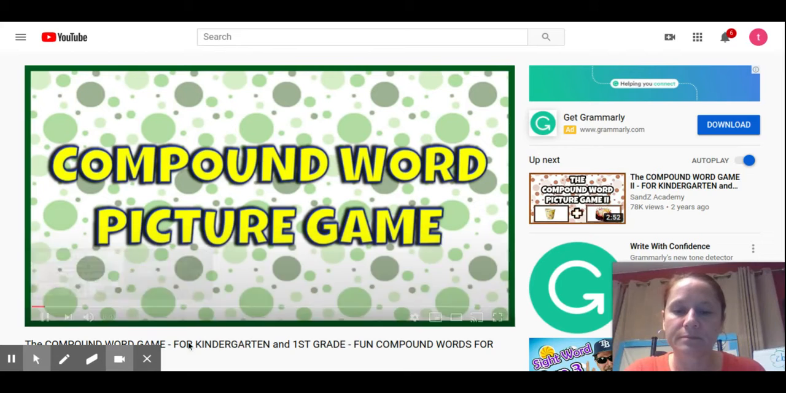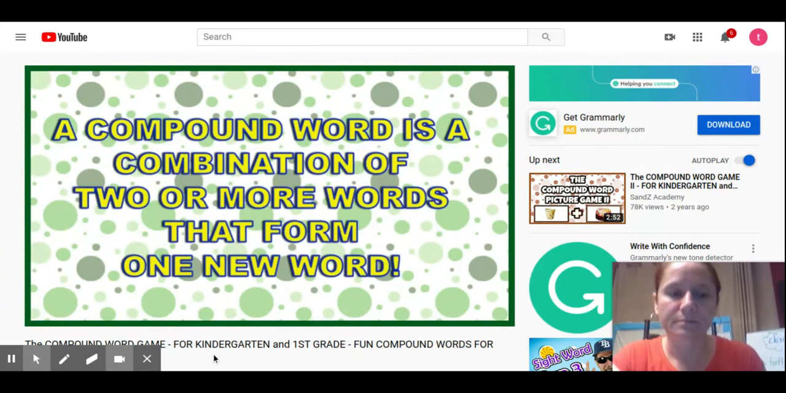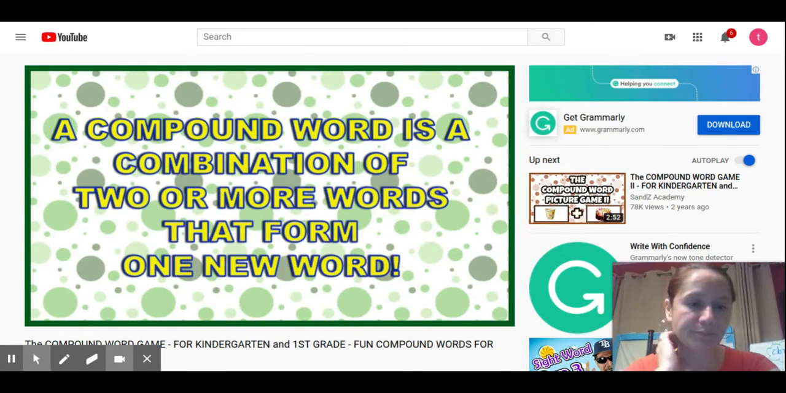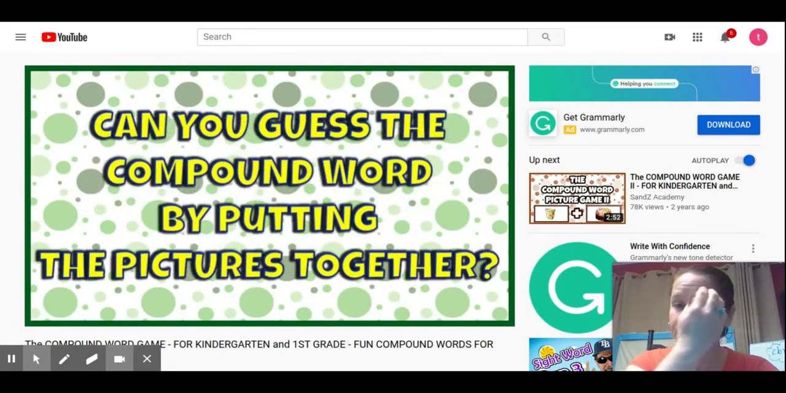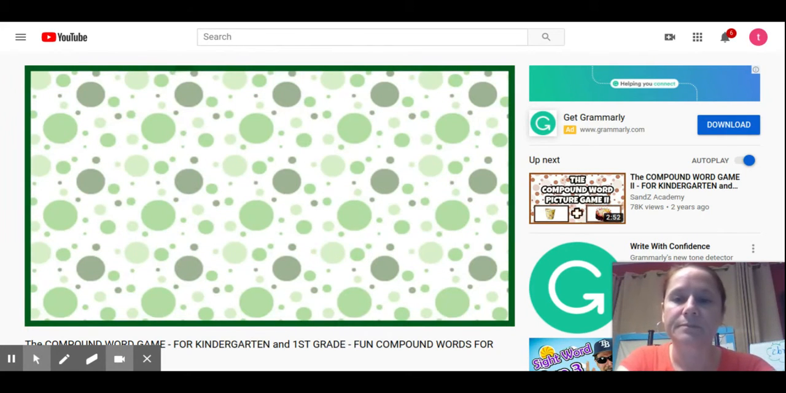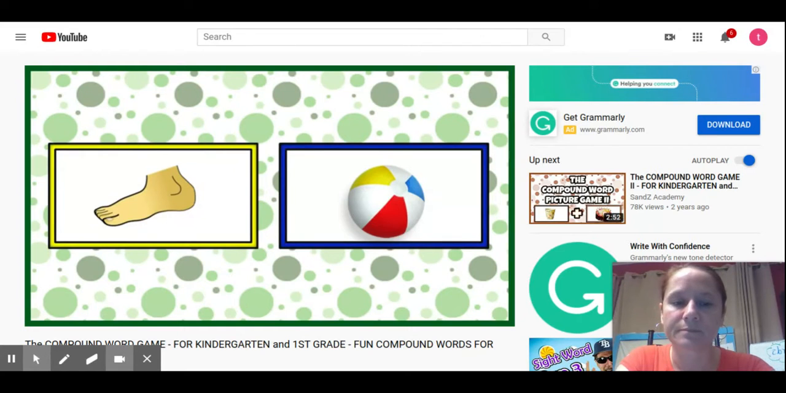We're going to play the compound word game. A compound word is a combination of two or more words that form one new word. I'm going to guess the compound word by putting the pictures together. Play the game with us. Can you guess the compound word? Can you guess it? I know it.